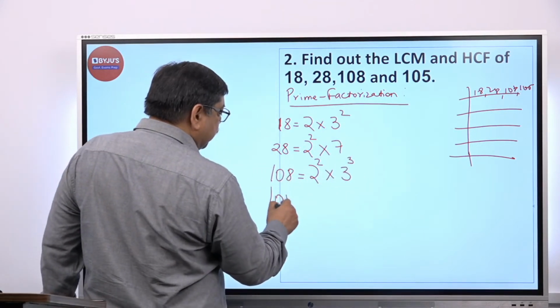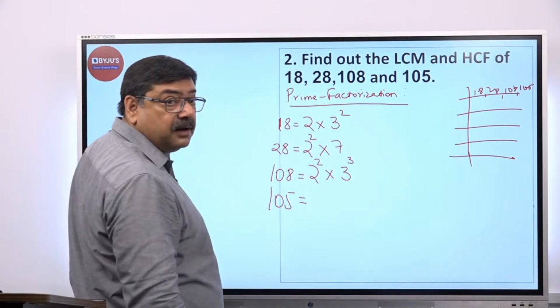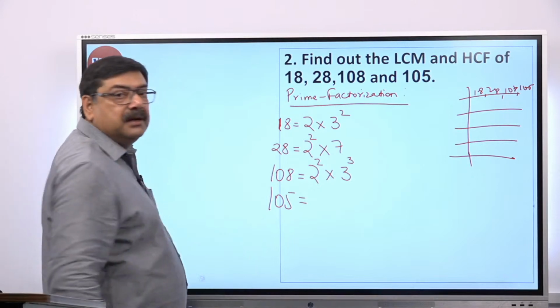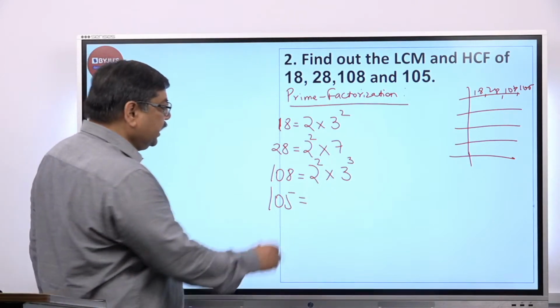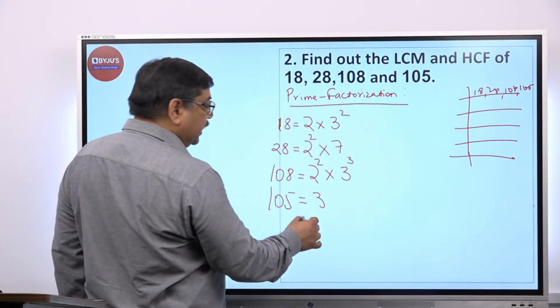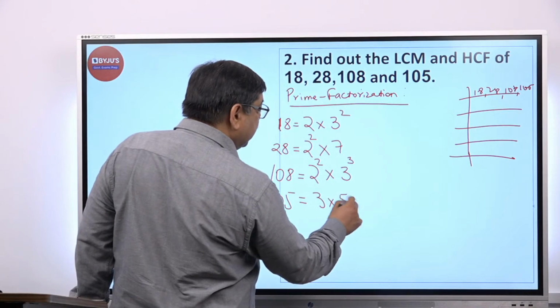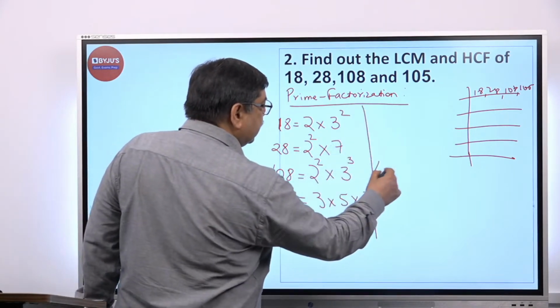Next here is a 105. Divide this. Goes by 2? No, it's not even. Goes by 3? Yes, definitely. Goes by 9? No. 3 square it does not. So goes by 3. So start with 3. 3 3's are 9. 15, so 5. 35. So it is 3 into 5 into 7. That's it. Alright. So let us find the LCM.